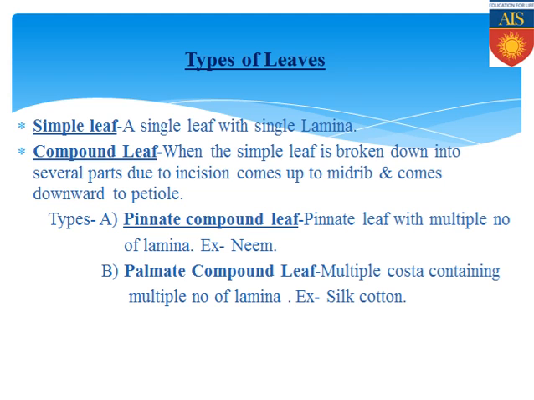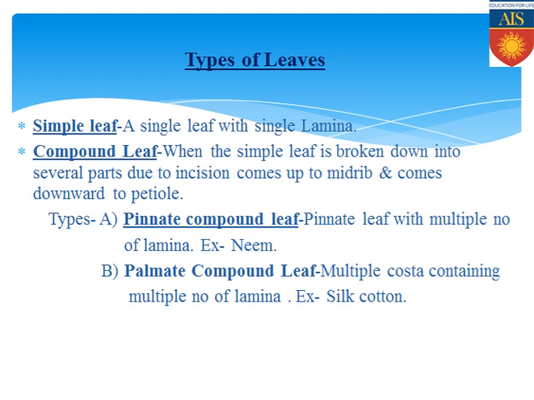Compound leaf is also obviously of two types. One is pinnate compound leaf, another one is palmate compound leaf. We all know pinnate compound leaf is the kind of compound leaf where a single midrib or costa is present, with a multiple number of laminae, so that is known as pinnate compound leaf.